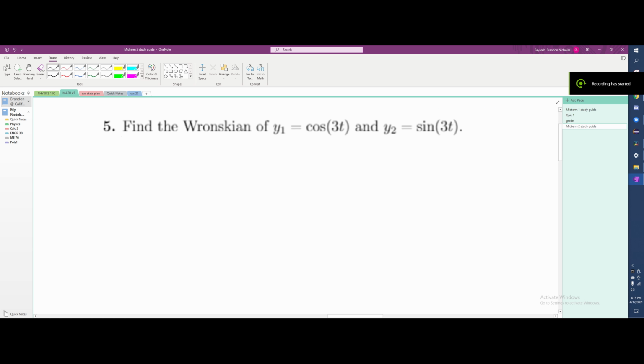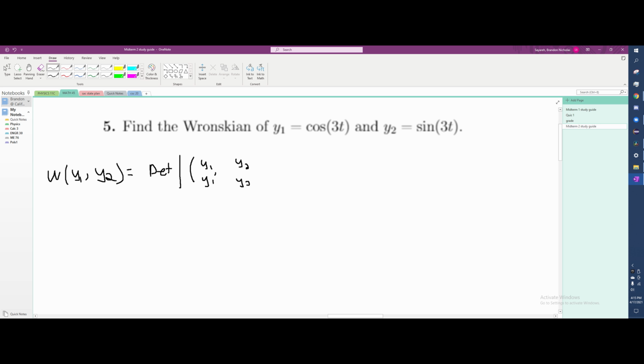Number 5 asks us to find the Wronskian of y1 is equal to cosine of 3t and y2 is equal to sine of 3t. So the formula for a Wronskian is W of y1, y2 is equal to the determinant of y1, y2, y1 prime, y2 prime. So after we have this, we can just start plugging in values.